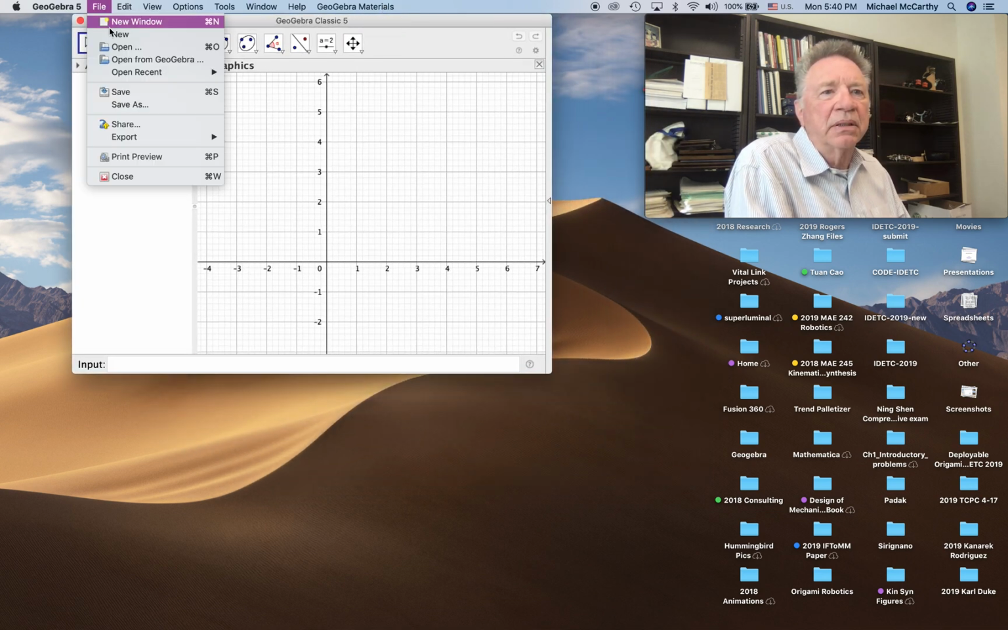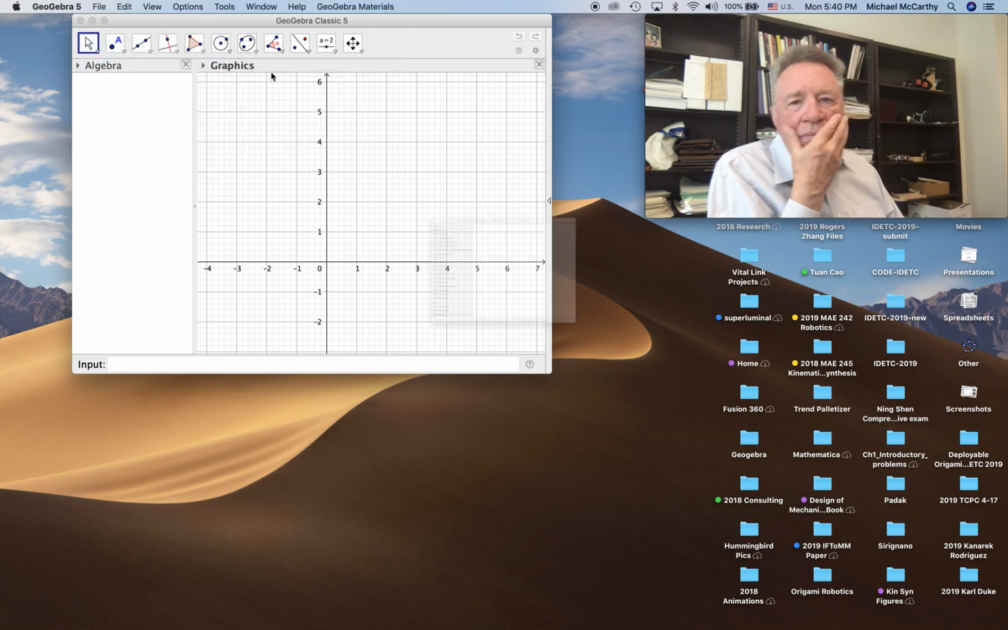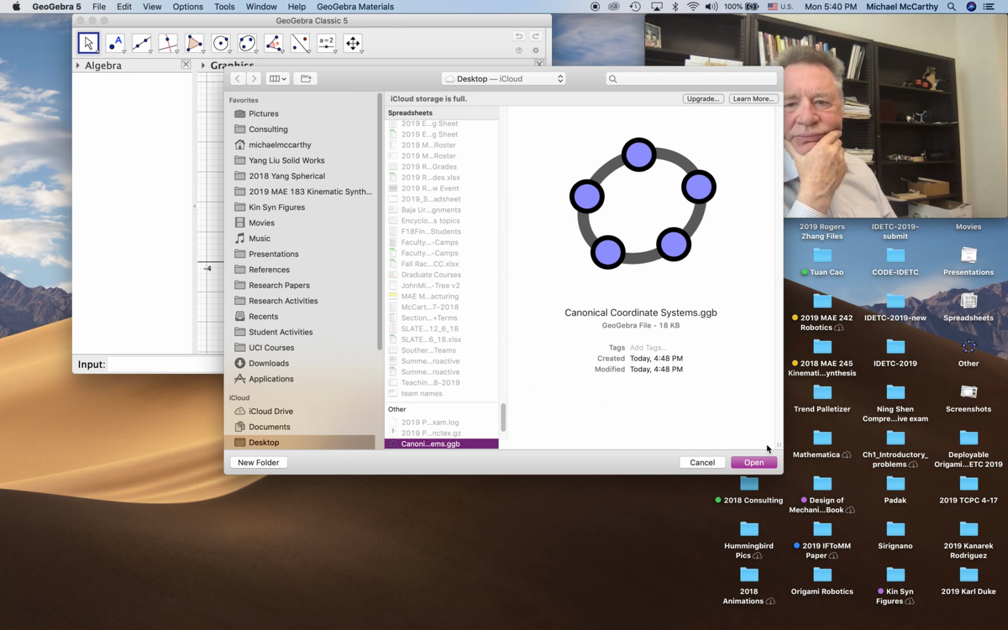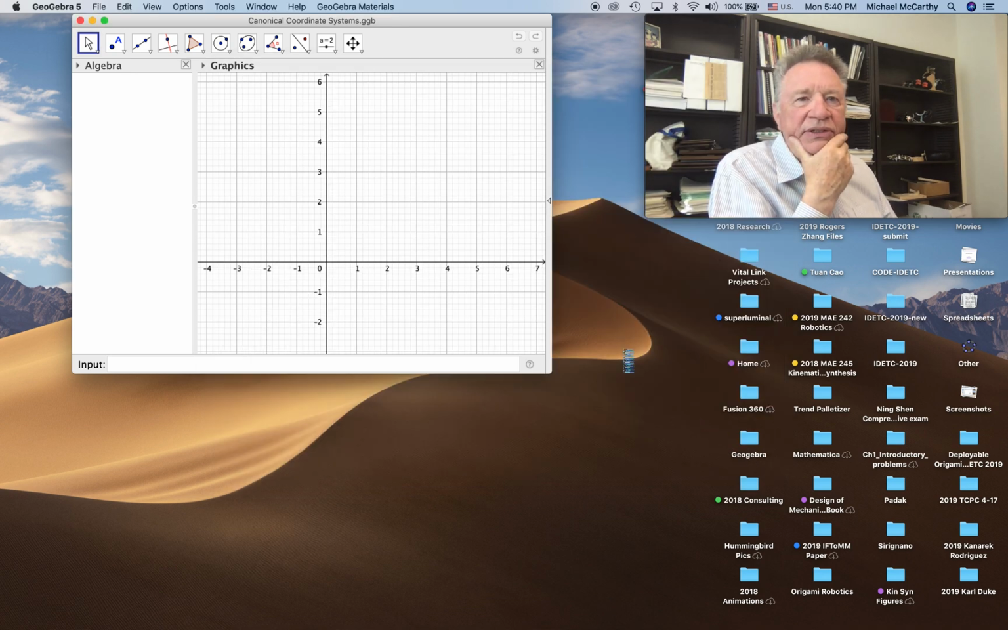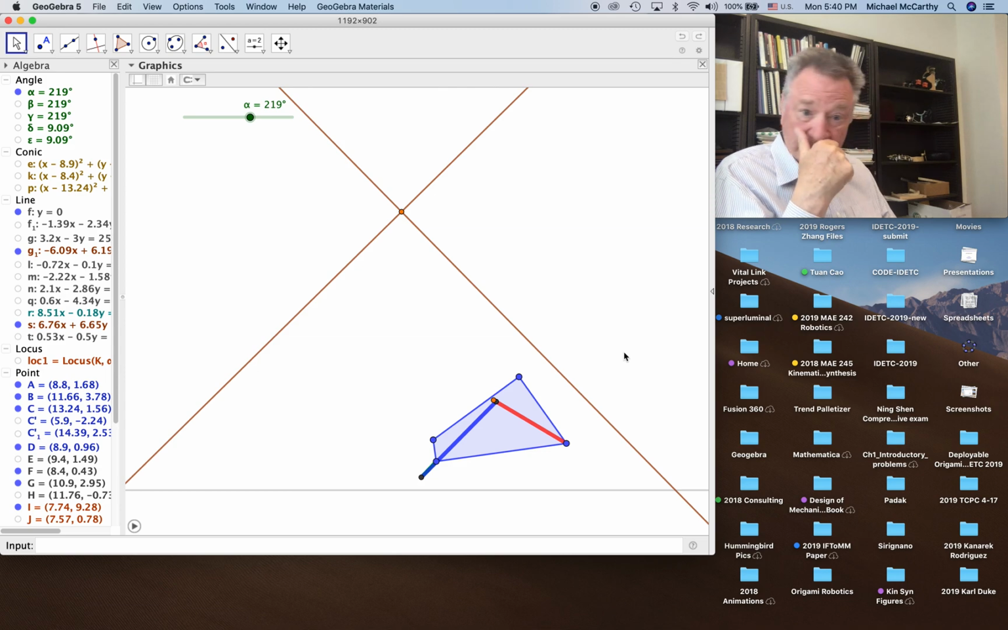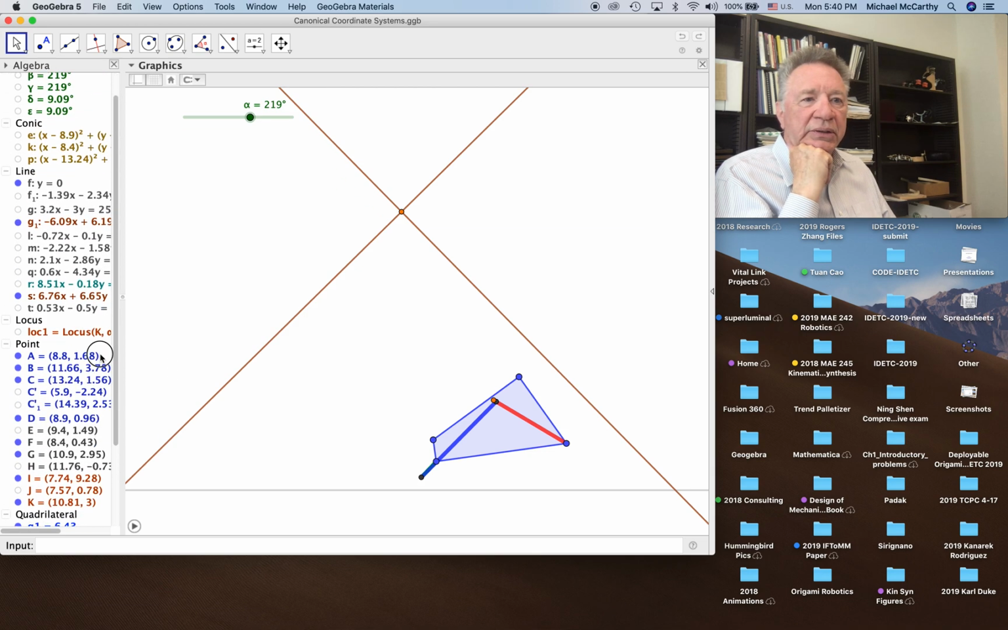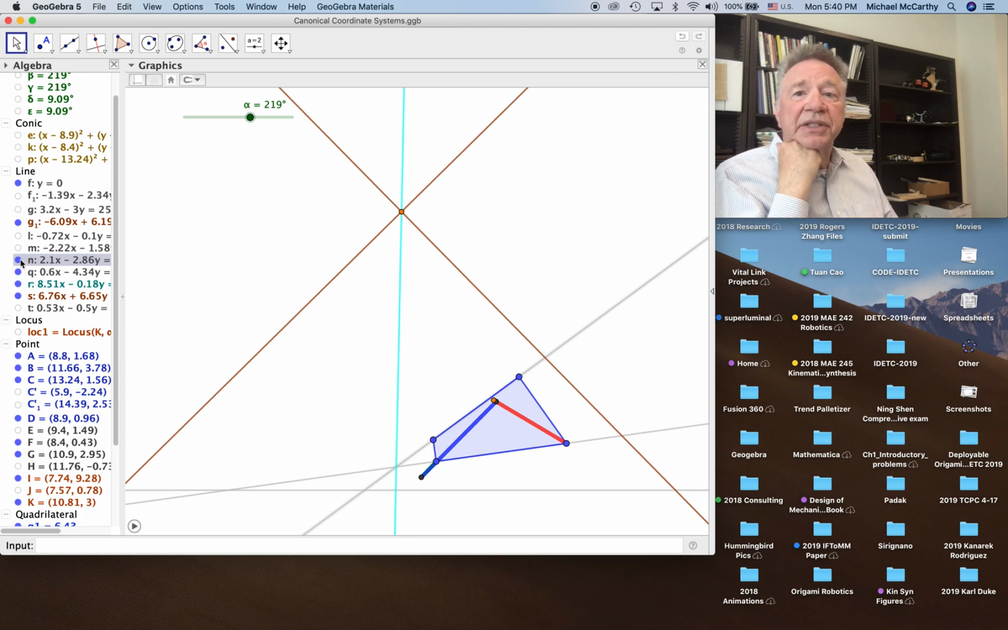Let's open the document that we had finished up with for the canonical coordinate system. There it is. Now, let's show the collineation axis and the lines through the fixed and moving axes of the four-bar linkage.